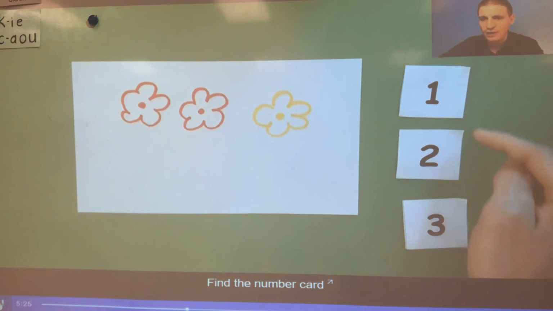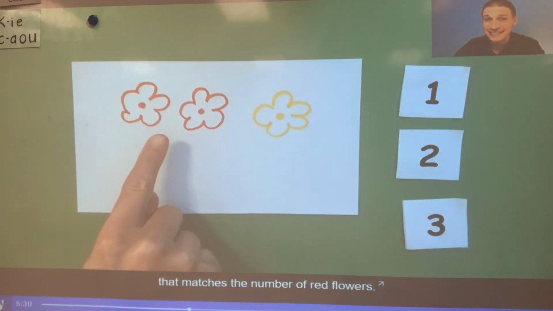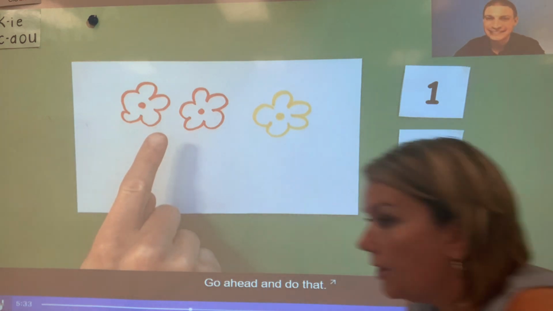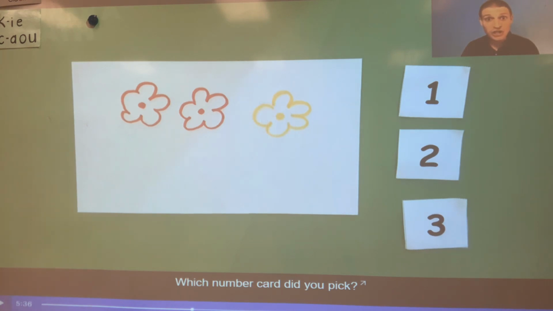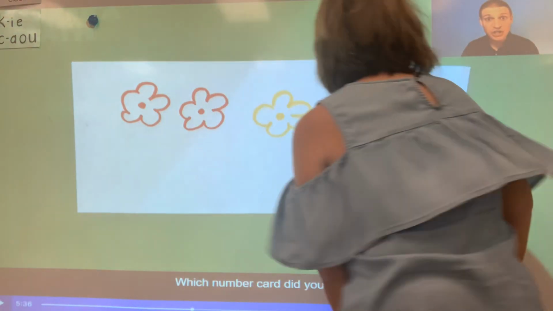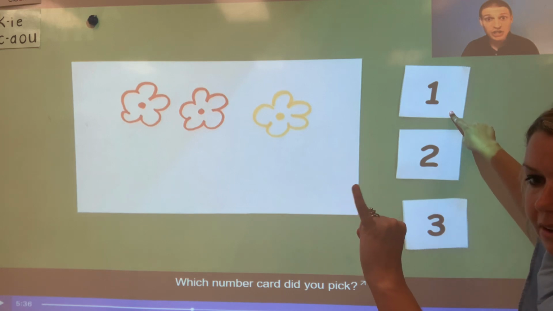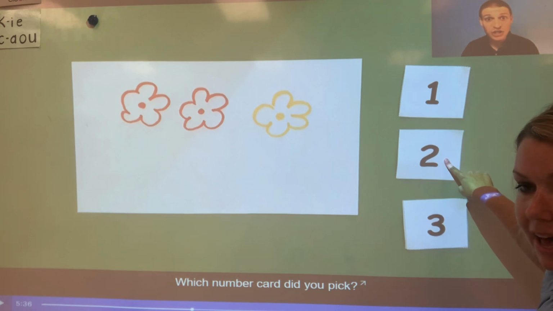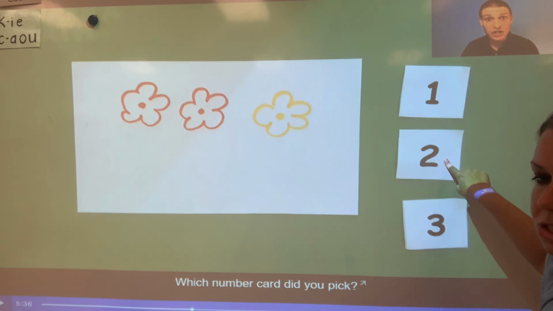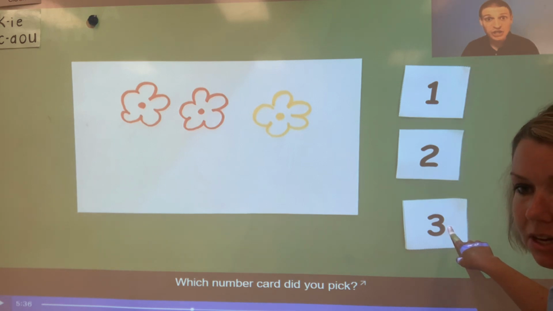Find the number card that matches the number of red flowers. Go ahead and do that. Okay, I'm gonna have you hold up your number finger. Which card? So, look at these number cards. Hold up your finger to show me how many that one is. How many is that one? 1, awesome. How many is that? Show me with your fingers. 2, fantastic. And how many is that? Show me with your fingers.